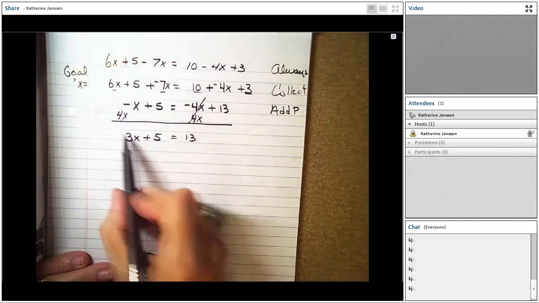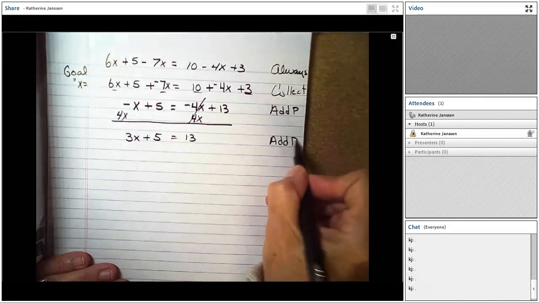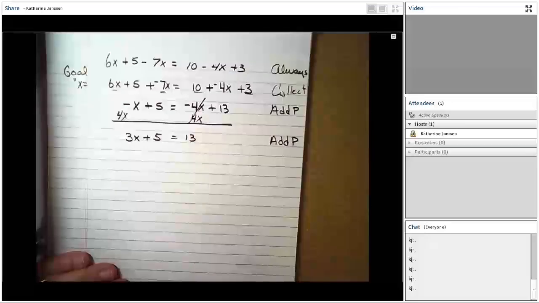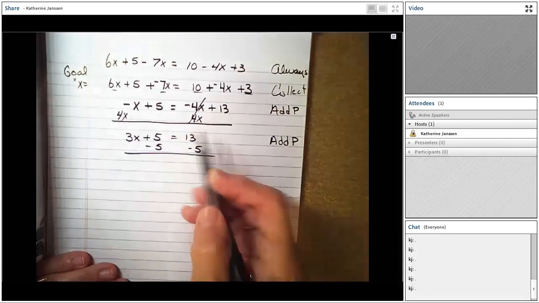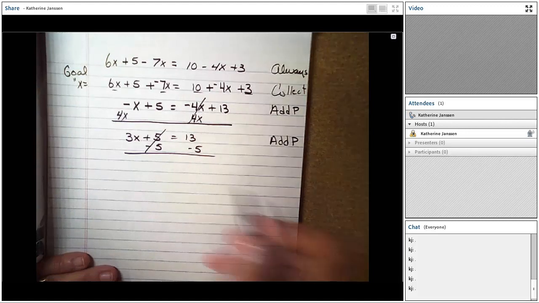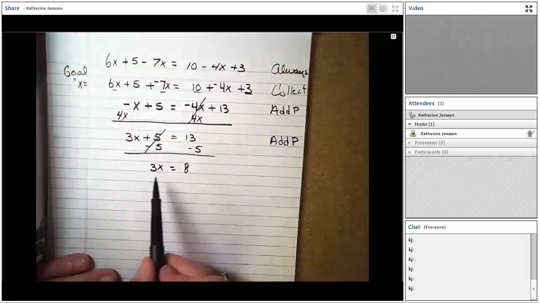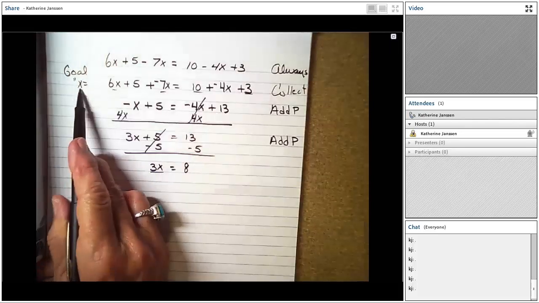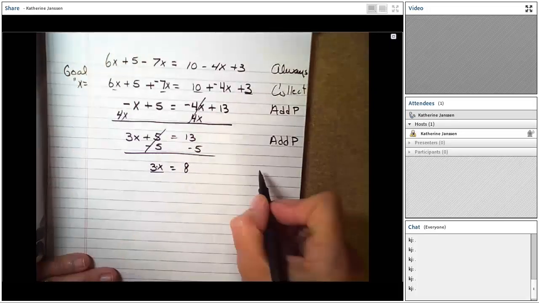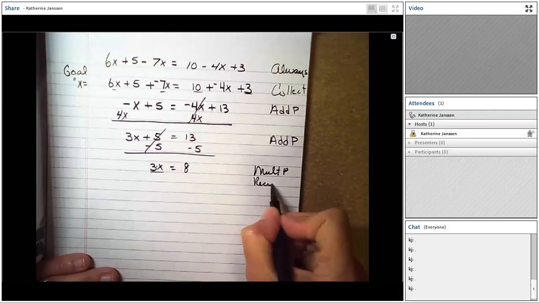Still trying to isolate my x term using the addition principle. We'll move terms first, and then finally apply the multiplication principle. So I need to isolate my term yet. I'll add the opposite of 5 to both sides, and I'll get 3x equals 8. Now I have my single isolated x term. I'm solving for x, though, not 3 times x. So I'll need to use my multiplication principle to unwrap x by multiplying by the reciprocal.